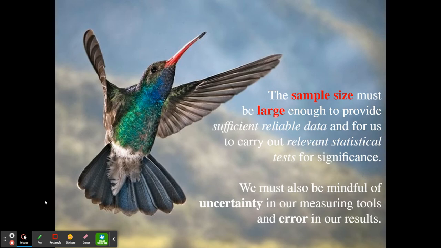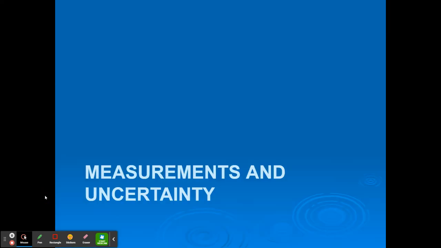The sample size has to be large enough for us to get sufficient data to do the statistical testing. And we have to be mindful of uncertainty and error. So, when we're testing animals, if we recatch the same animal and measure it over and over and over again, we're not going to get reliable results. So, we have to mark our samples, maybe collect at the same time of the day, different locations, anything like that.